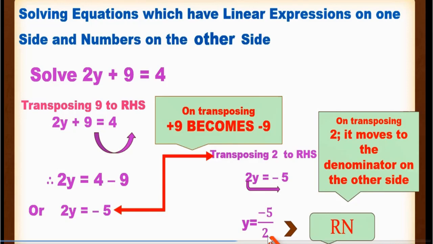Did you notice that minus 5 by 2 is a rational number? In 7th class, you never came across a rational number when you were solving an equation. You always solved an equation and got a natural number, an integer, or a whole number, but not a rational number. It's the first time that you are getting a rational number as the solution of an equation.